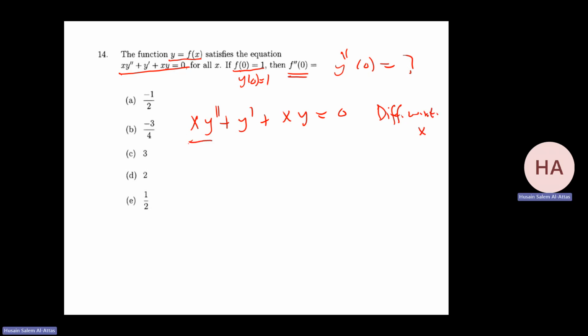Get what? This is a product of two functions. Derivative of the first one, y double prime, plus x y triple prime, plus, what's the derivative of this? Derivative of y prime, which is y double prime. We have a product of two functions. Derivative of the first, plus y prime.